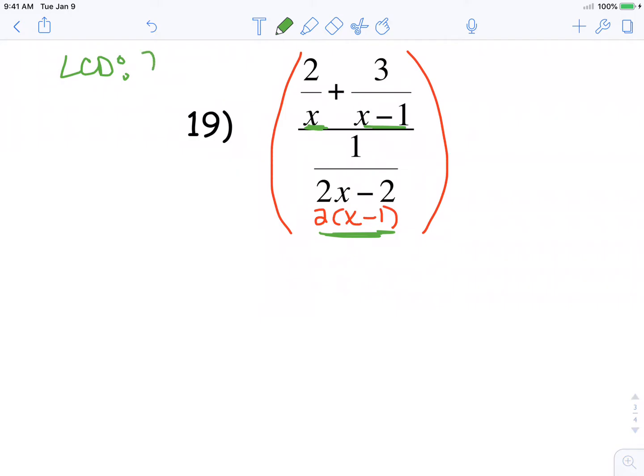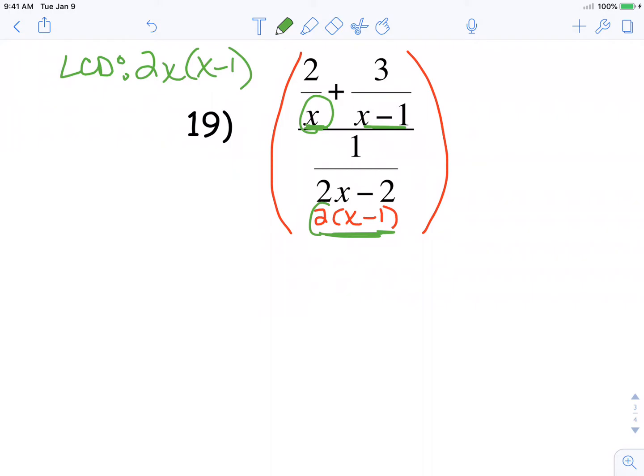2x times x minus 1. Right, so the 2x, so we got the 2, we have the x, and then they both have an x minus 1. So when we're finding a least common denominator, we're taking all the separate pieces, and together they make the least common denominator.